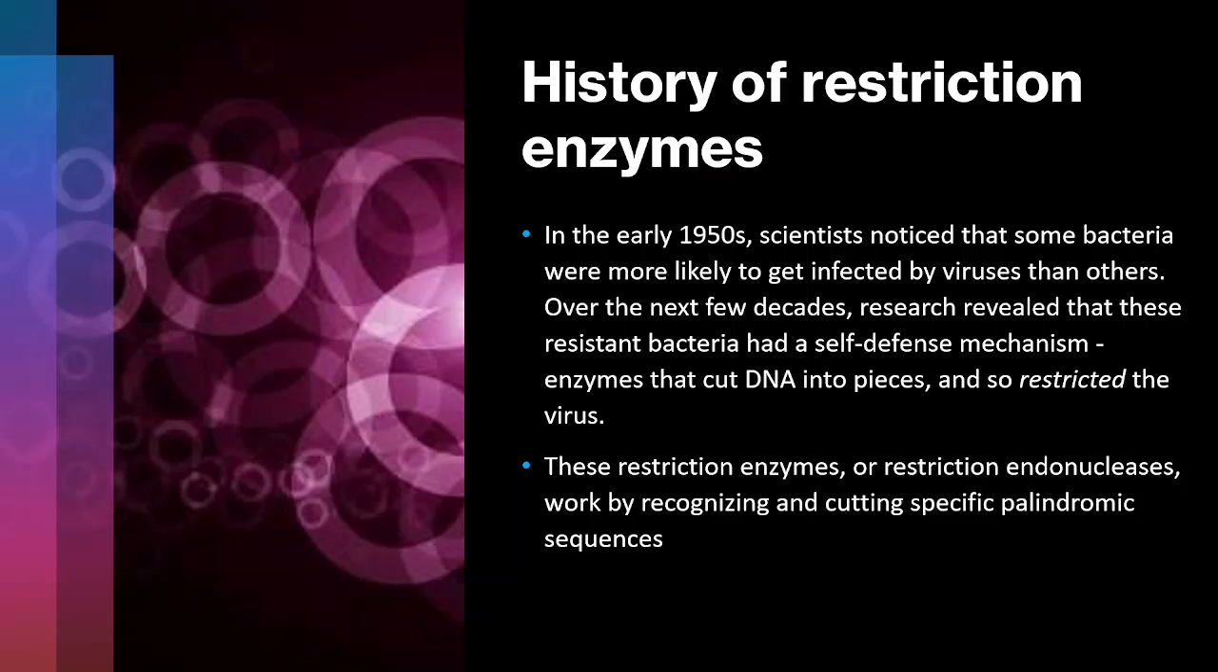So first, coming to the history of restriction enzymes, in the early 1950s scientists noticed some bacteria were more likely to get infected by viruses than others. Over the next few decades, research revealed that these resistant bacteria had a self-defense mechanism: enzymes that cut DNA into pieces and so restricted the virus. These restriction enzymes, or restriction endonucleases, work by recognizing and cutting specific palindromic sequences.